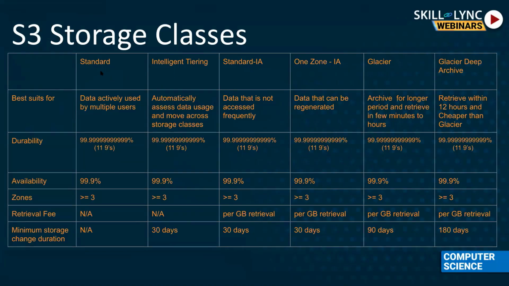We'll start with the standard storage class. This is the default storage class. Next is intelligent tiering, standard infrequent access storage, one zone infrequent access storage, and Glacier Deep Archive. I'll take an example for each storage class, and then I'll explain which solution suits best. If we take standard storage, the solution fits best for data that is actively being used by multiple customers.